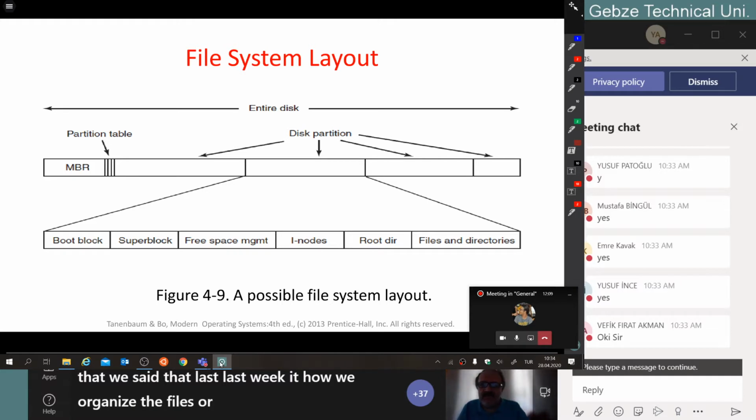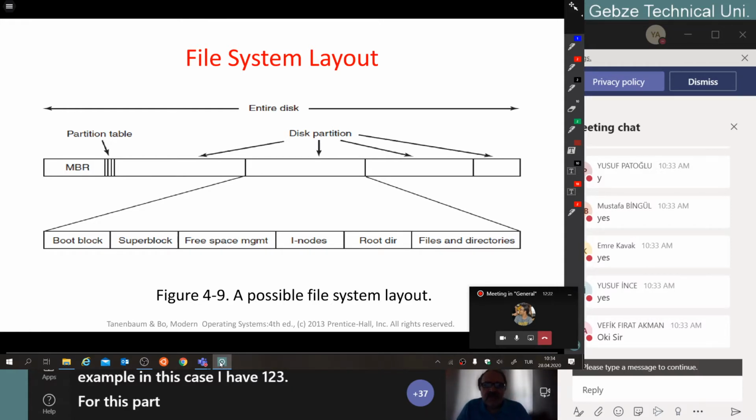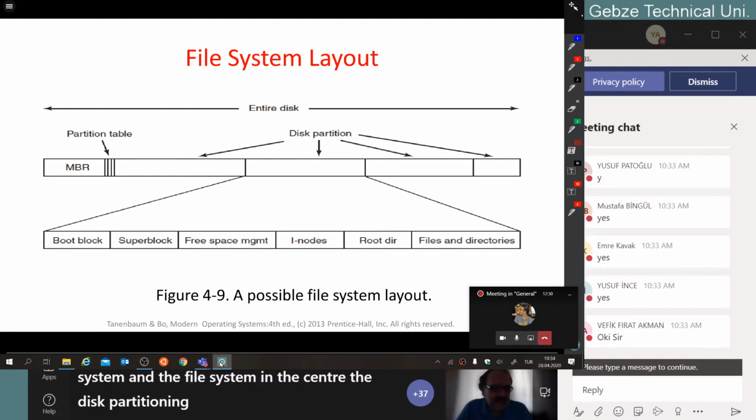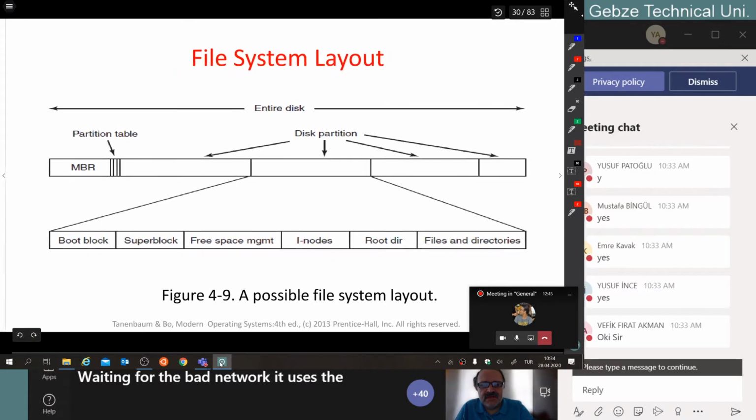Okay, for example, in this case, I have one, two, three, four disk partitions, and each one may have a different file system, and it looks like the disk partition in the center uses the inodes, so it's a Unix file system.